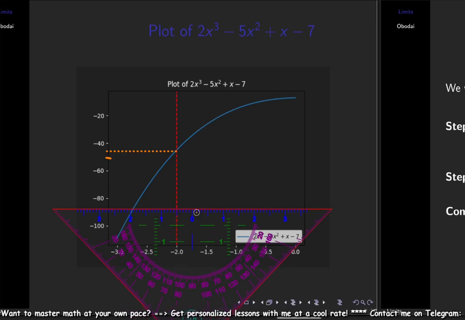So at this point, I do hope you understand how to look for what we call limits of polynomial functions. I do hope you understand how to look for limits of polynomial functions. Let's look at our very last example, then we can end this video.